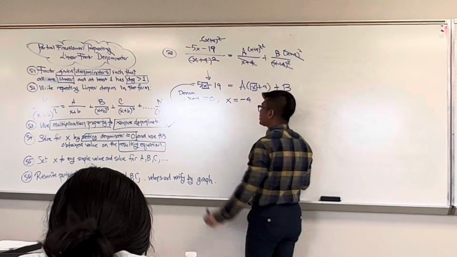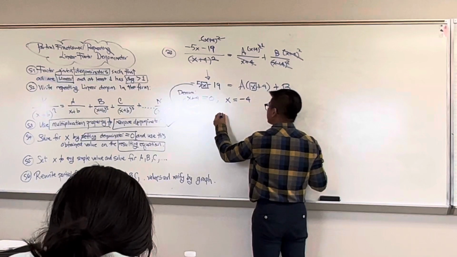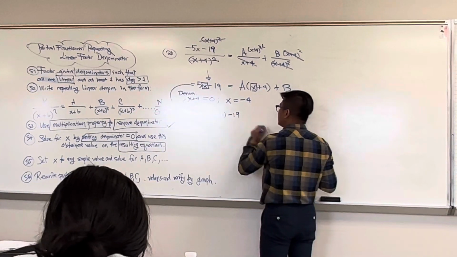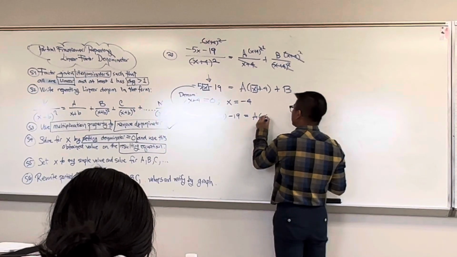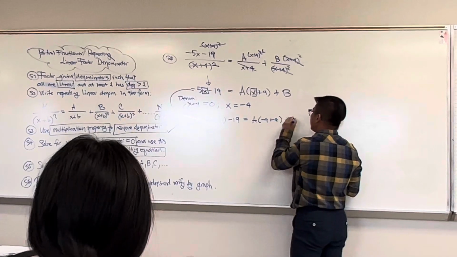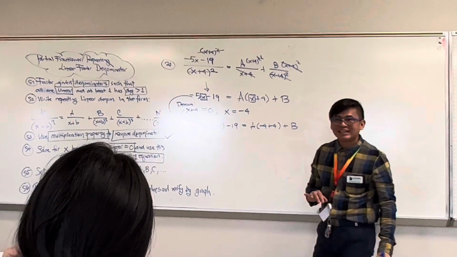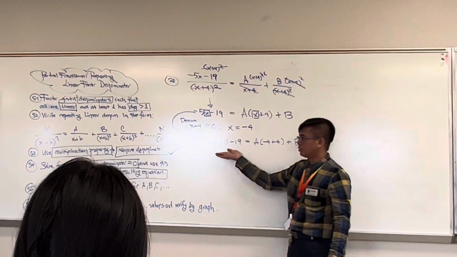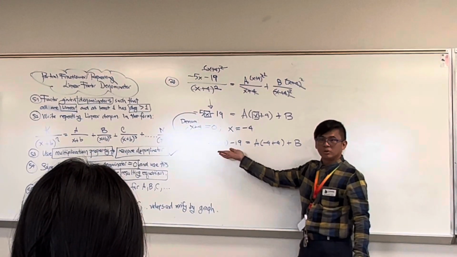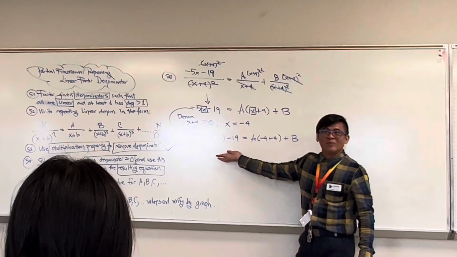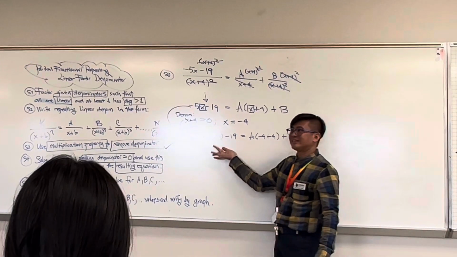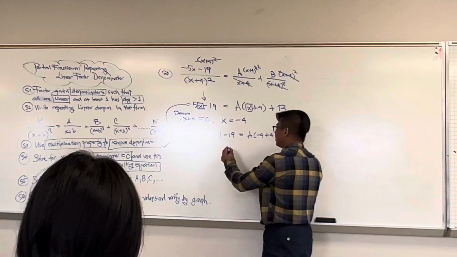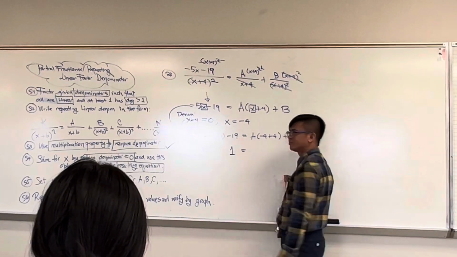Substitute. Right? Let's do this in here. Negative 5 times negative 4 minus 19 is equal to A times negative 4 plus 4 plus B. Get it, guys? Okay. So what's this going to be on the left side? You can use a calculator or not. Okay. What's this going to be, guys? 1. Very good. Ooh, nice number.